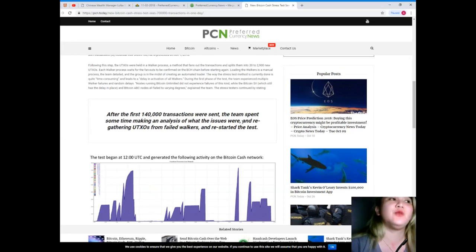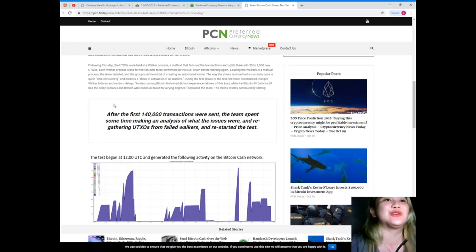Loading the walker is a manual process, the team detailed, and the group is in the midst of creating an automated loader. The way the stress test method is currently done is quite time-consuming and leads to a delay in activation of all walkers. During the first phase of the test, the team experienced multiple walker failures and random delays. Nodes running Bitcoin Unlimited did not experience failures of this kind, while the Bitcoin SV, which still has the delay in place, and Bitcoin ABC nodes all failed to varying degrees, explained the team.